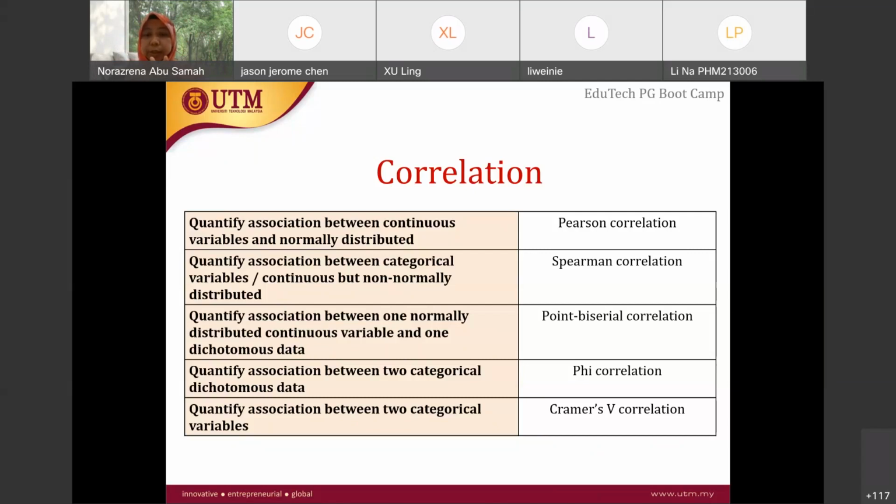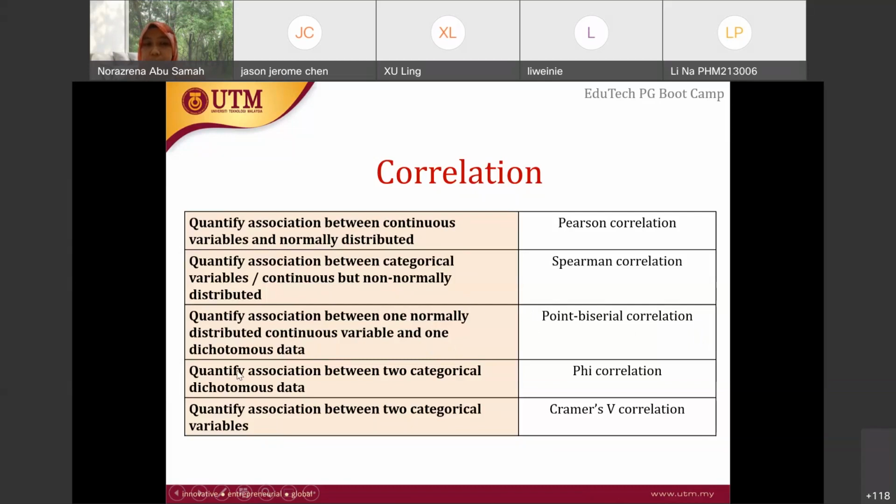So you can use the point-biserial correlation. Let's say you want to find the correlation between one normally distributed continuous data, for example their final examination. You must make sure the data for the final examination is normal, and then you want to compare between male and female. So you can use the point-biserial correlation.